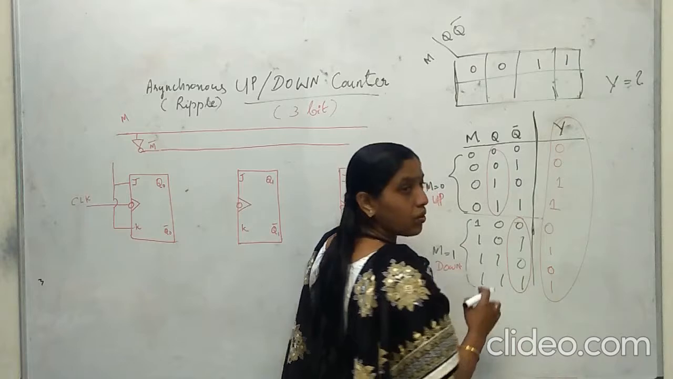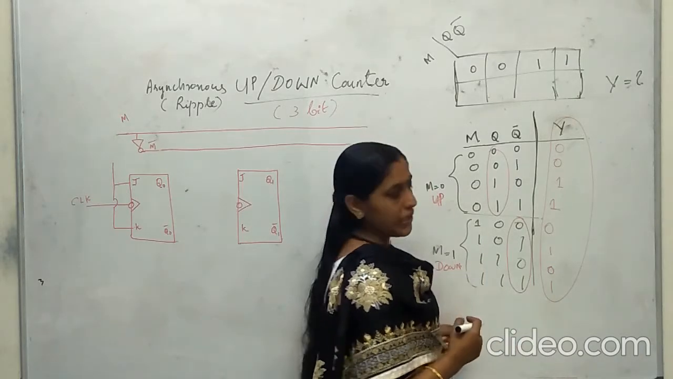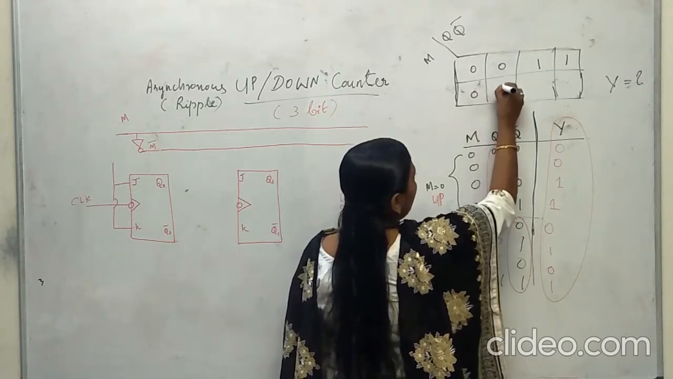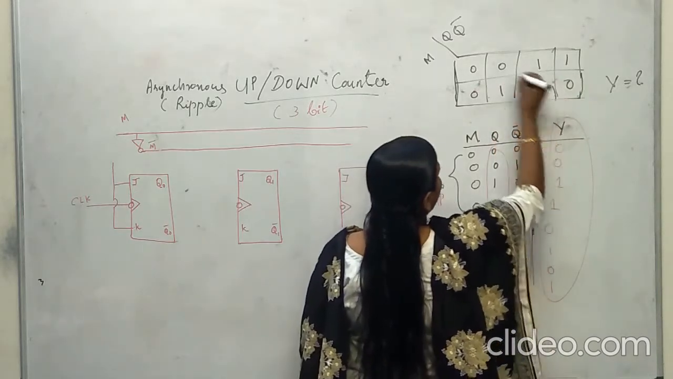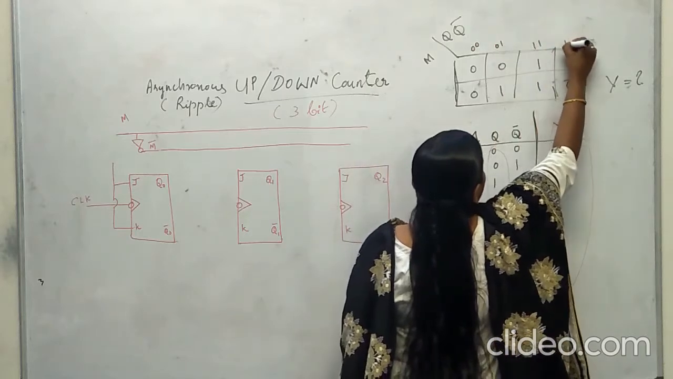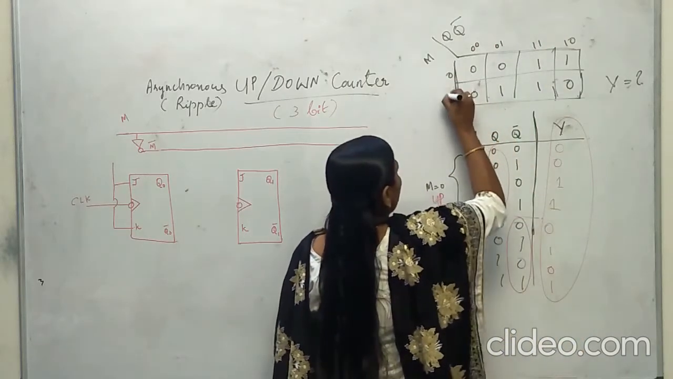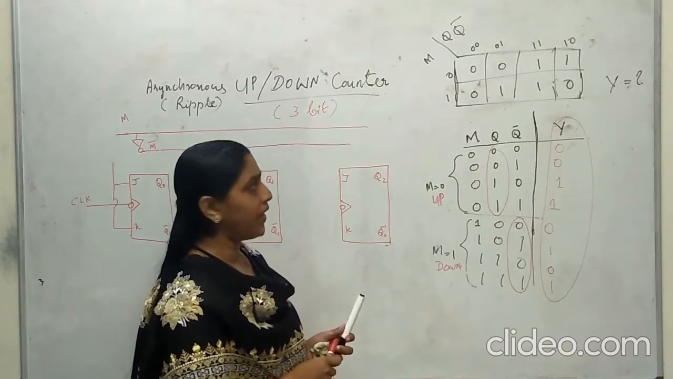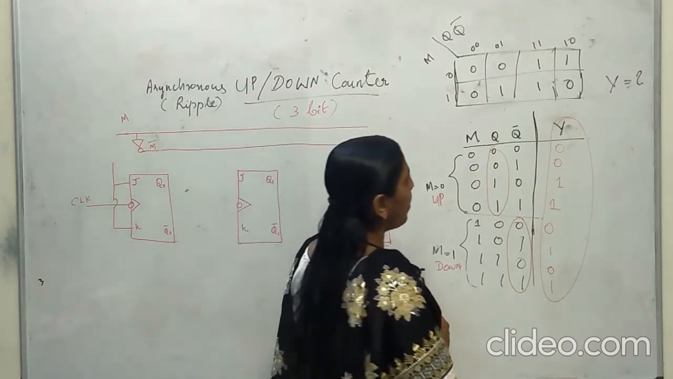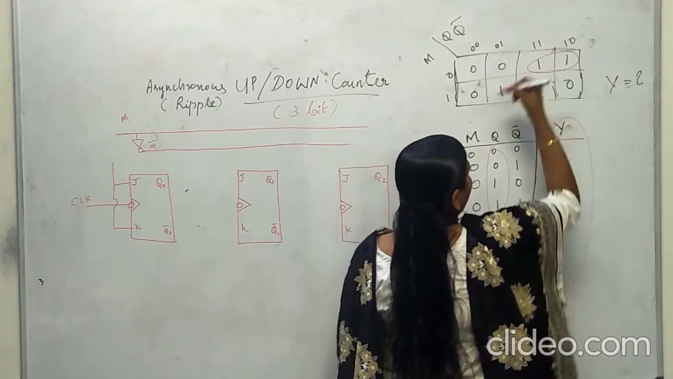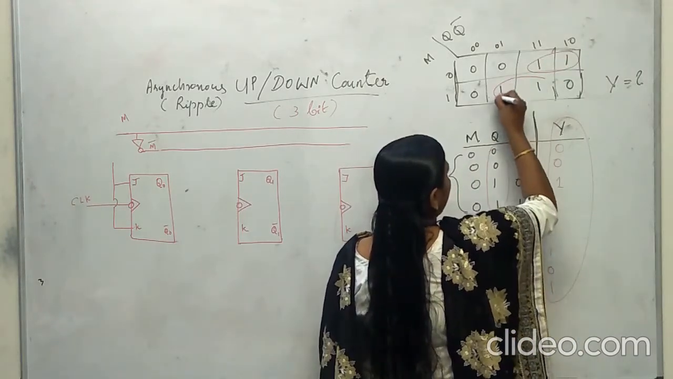I hope you remember the K-map simplification. So 0, 1, 0, 1. This is 00, this is 01, this is 11, this is 10, and this is 0, this is 1. Now I have to simplify it. How can I club these? This is one method of joining, and I can combine these two.